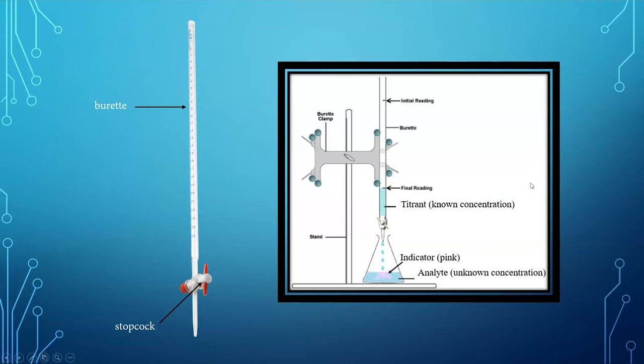This is the basic setup we'll be using. We have our burette filled with the EDTA solution. We have our Erlenmeyer flask that contains our hard water sample. And then we have our Eriochrome Black T indicator, which will start out red when there's calcium present, but as soon as we reach the endpoint, it should turn blue.